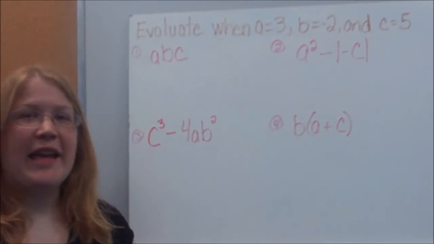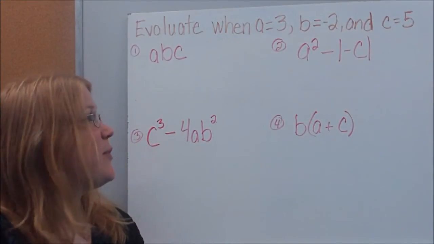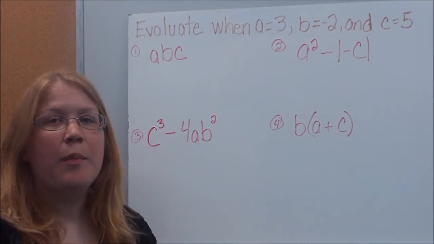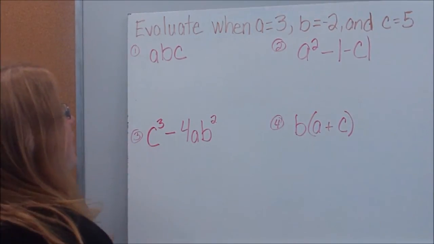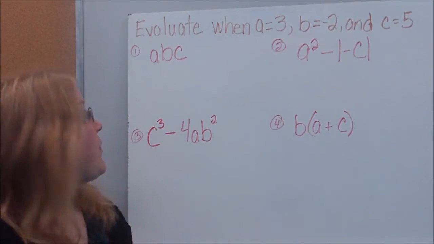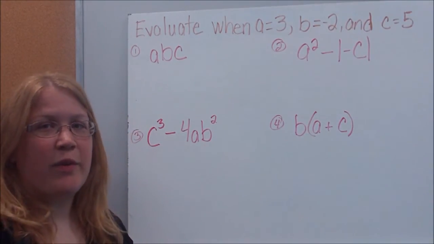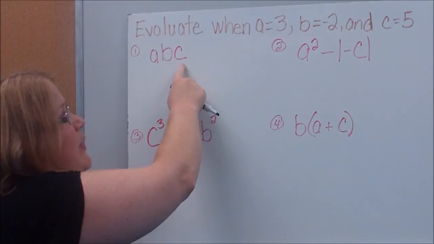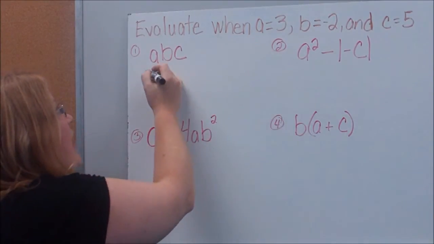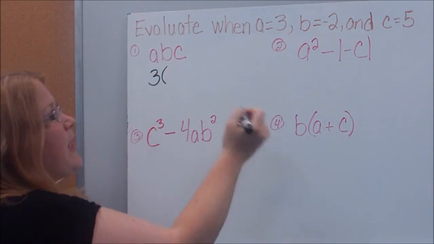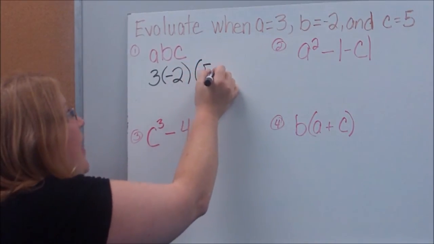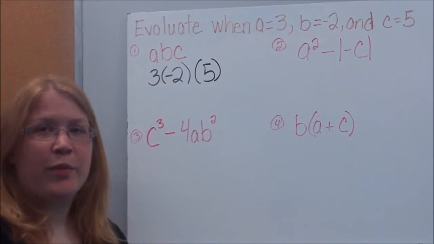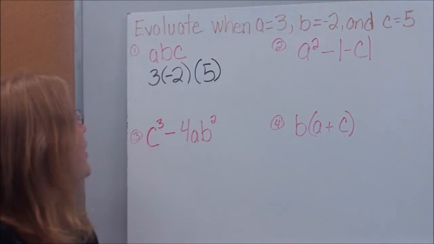Last thing we want to look at is evaluating. And evaluating just means take the numbers that you're given, plug them in, and then you can solve the equation. And I'm going to pull out the calculator for this one. So the first thing I do is just rewrite it with the numbers. So here I've got a times b times c. I've told you that a is equal to 3, b is equal to negative 2, and c is equal to 5. So I rewrite it with the numbers so we don't get confused as we're doing the operation.